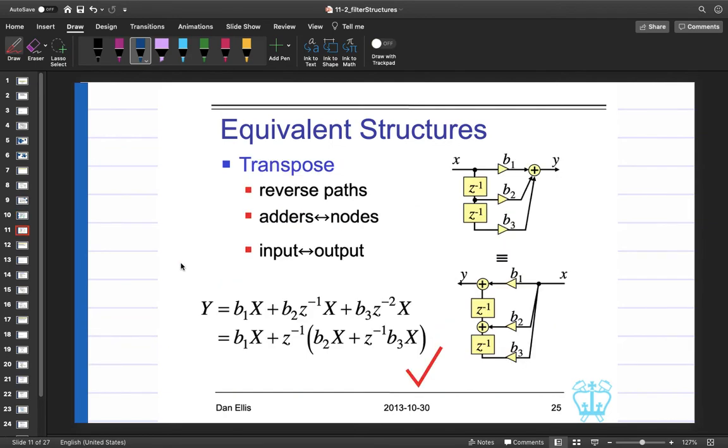Then we have another way to find equivalent structures, that is transpose. This is a very useful thing. What we do is, first of all, we reverse the paths. Here we had the path going left to right. Basically, all the arrows were here. So I reverse the paths, which means I put the arrows the other way. Let me draw it here again.